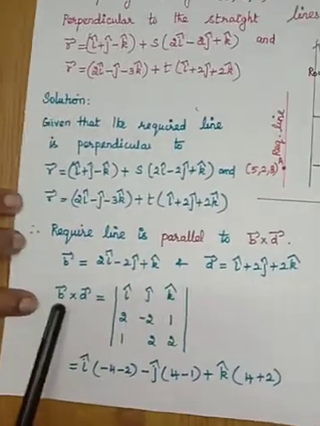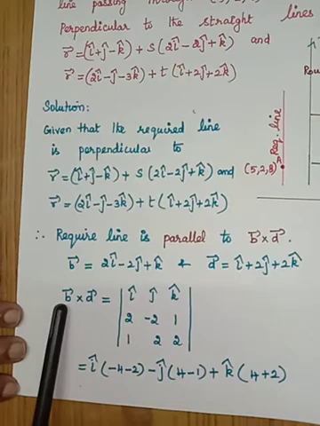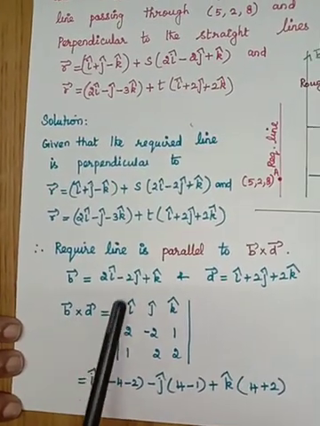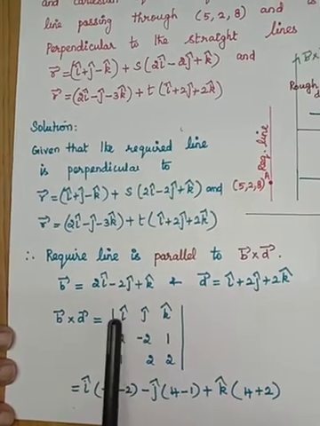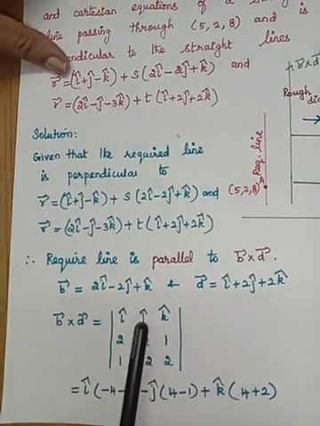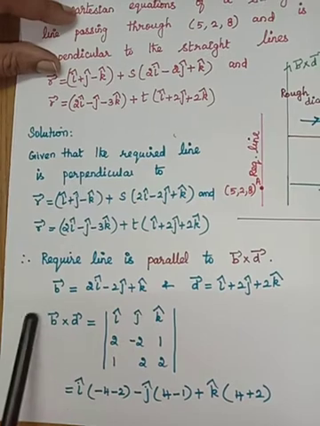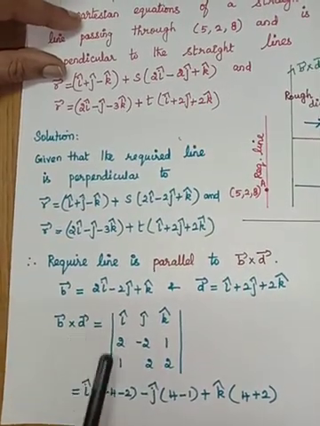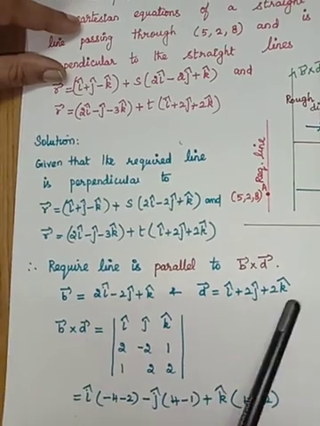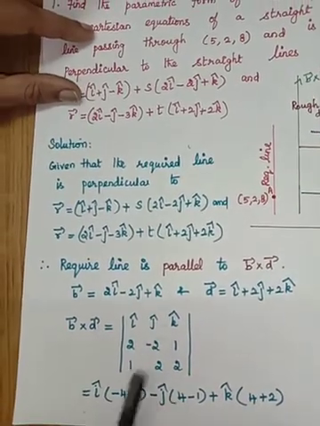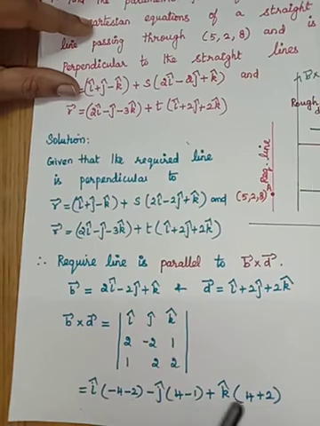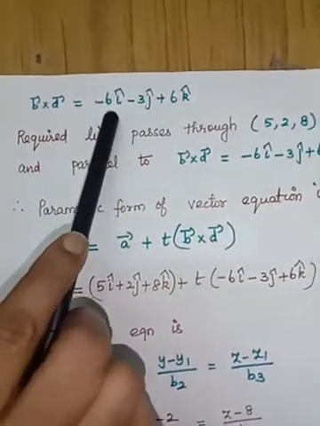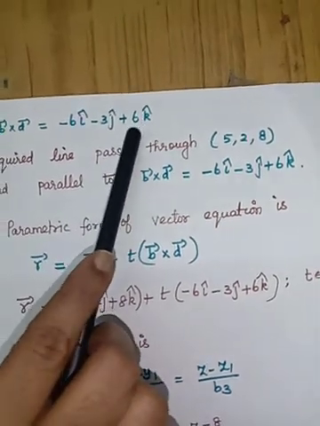So now what is needed? You have to find b vector cross d vector. How to take the cross product? It is nothing but the determinant. In the first row, you write i cap, j cap, k cap. In the second row, the components of b vector: 2, minus 2, 1. In the third row, the components of d vector: 1, 2, 2. While expanding by r1, you will get this answer. It will become minus 6i cap minus 3j cap plus 6k cap.